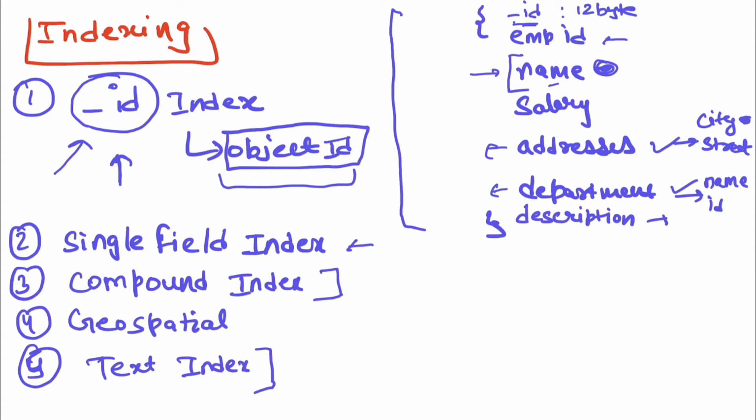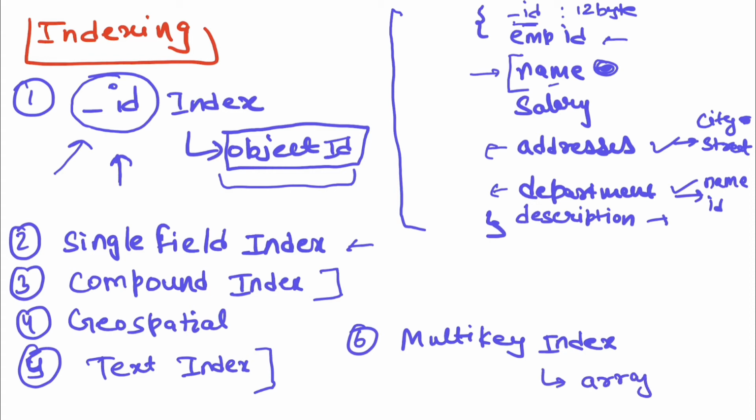And one last index I would like to talk about is the multikey index. This is again a special type of index which you can enable for array type elements. It is applicable for cases where you have a field as an array and you want to search based on any key within that array.